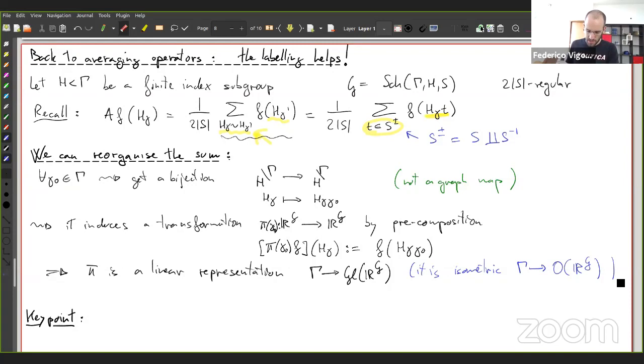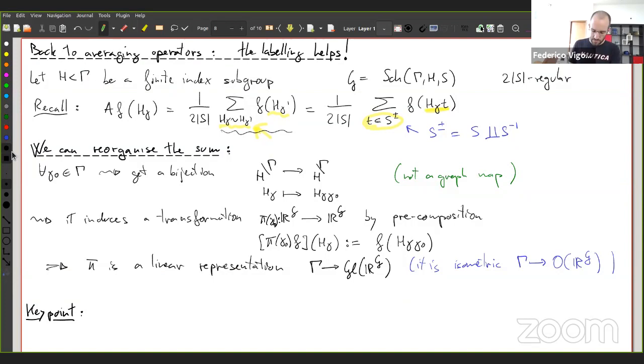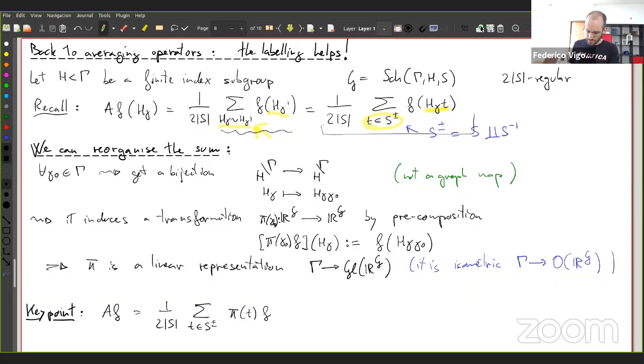And why do we like it? It's because the key point here is that our operator A of f, that we just wrote up here, is nothing but 1 over 2s, sum over t in the generating set and the inverses, of pi of t of f. So we rewrote our operator A as an average of unitary transformations of the Hilbert space. And the point of doing this is that now we can start using representation theory.